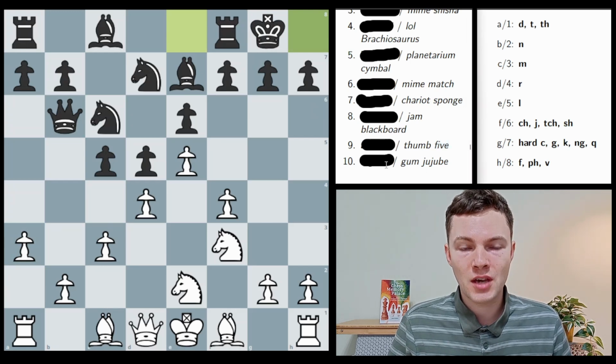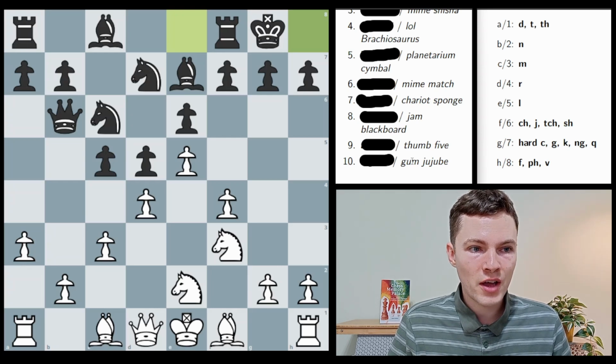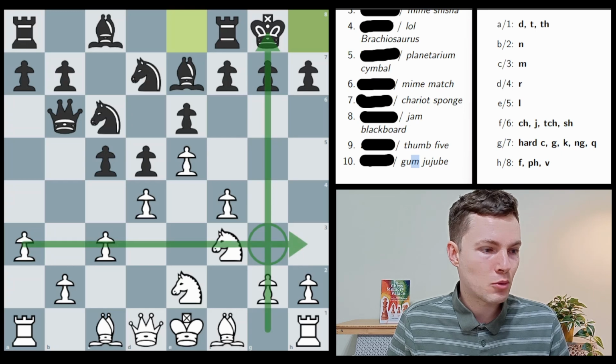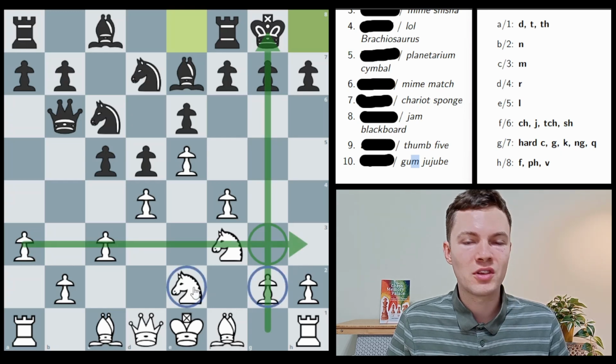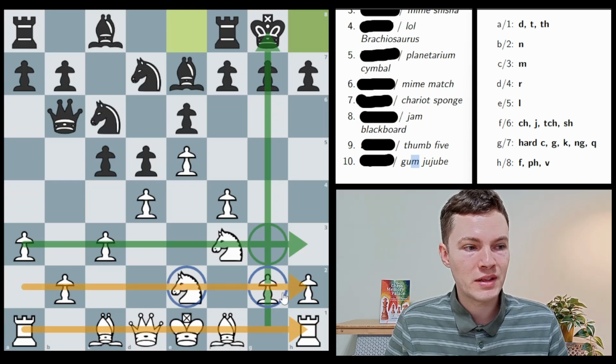White plays gum. So that is the 7th file and the 3rd rank. 7th file, 3rd rank. This is the G3 square. And it's a 1-syllable picture word. We've got our 2 options. And the knight is the first from the back, breaking ties on the queen side.